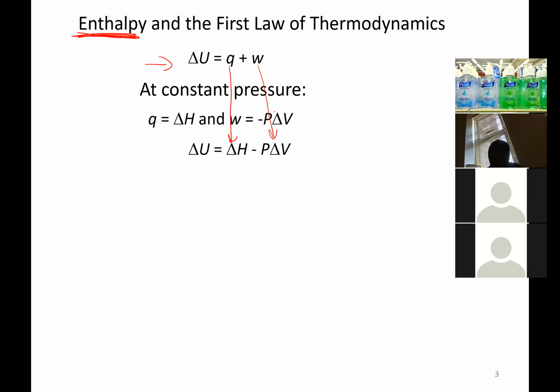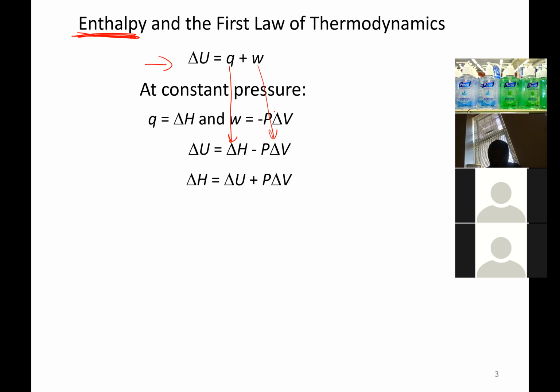And since my goal in chemistry as a chemist is to basically just figure out how much heat enters or leaves a reaction, I'm going to manipulate or rearrange this equation to solve for H, because that's all I care about is the heat.